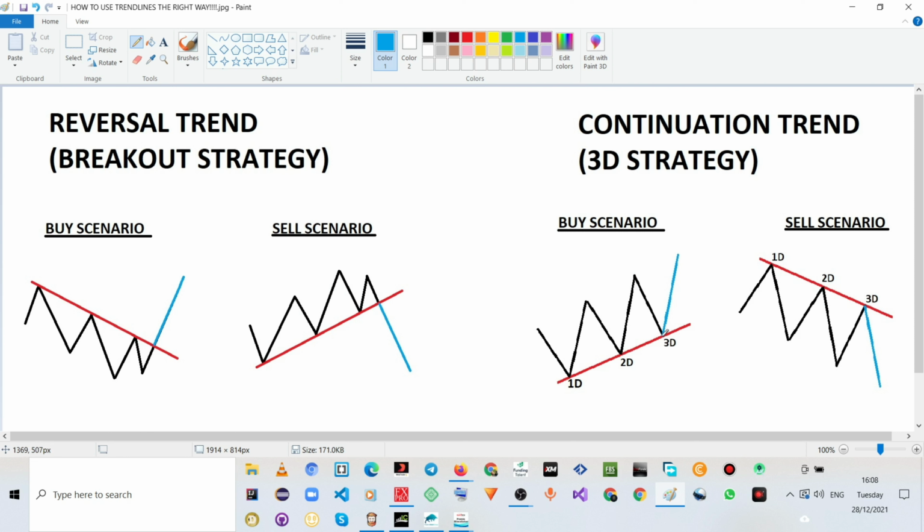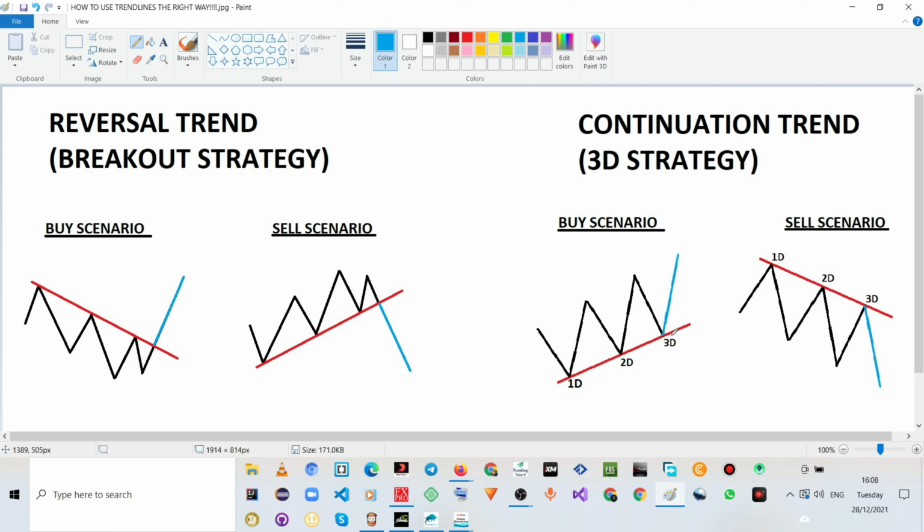So we buy when the price makes the third drive onto the trend line. You can simply call this the third touch. On the third touch, that's when we're going to place our trade for the buy scenario. The same applies for the sell scenario. On the third drive, on the third touch, that's when you're going to place your trades to the downside for the sell scenario.